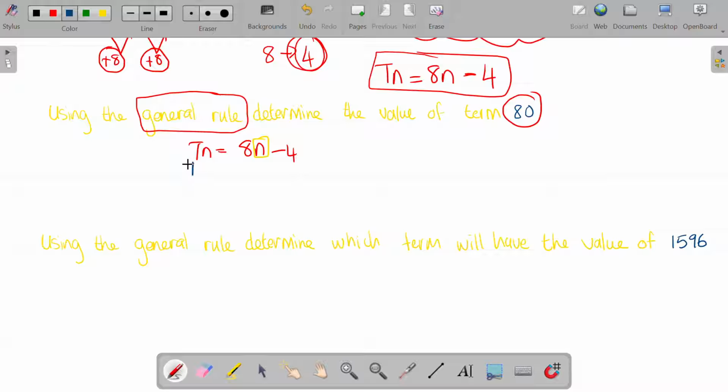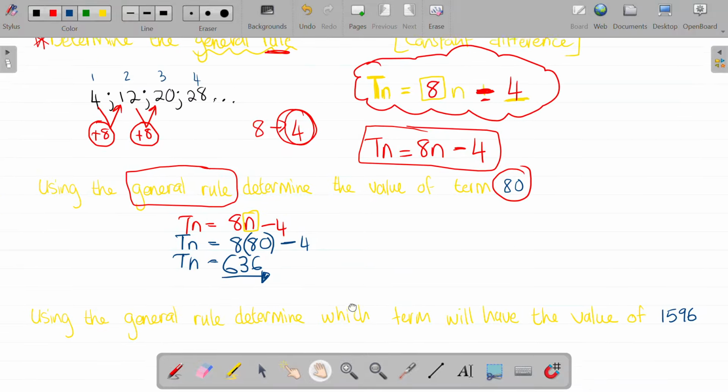So we're going to write Tn equals 8, then we're going to substitute 80 over there. Right? And then we're going to minus 4, because minus 4 comes from here. So Tn will equal 636. Okay, 636. So that means, sorry, I should have explained this a little bit better in detail.